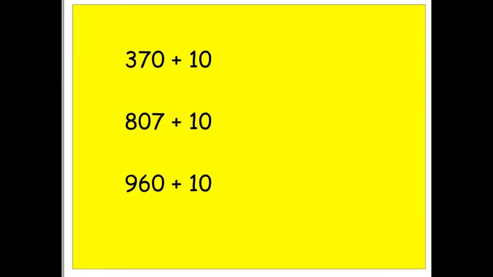With all of our knowledge of place value, you can often make mental math sums a lot easier. So 370 plus 10. Well, I'm only adding 1 10, so I just go to the tens and add on 1. So I end up with 380. My 1 is added onto the tens. This is a 10, that is a 10.